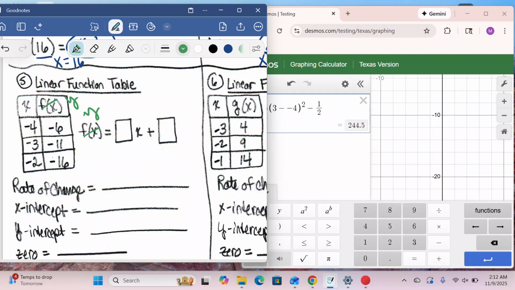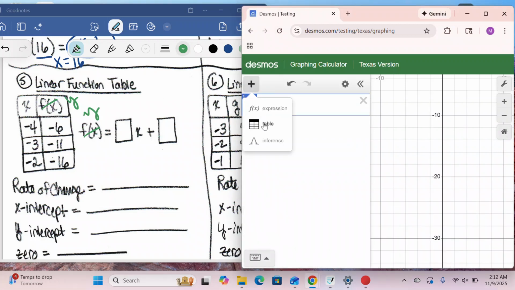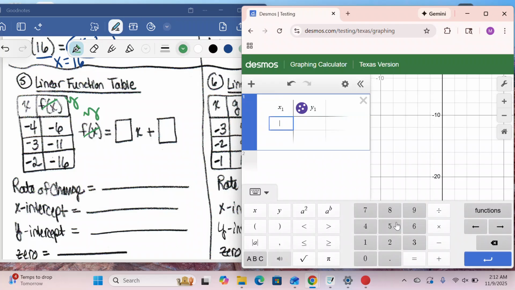So I'm going to go ahead and input it into the table exactly the way it's given. So I input the table, and I'm going to go ahead and input negative 4, comma, negative 6, exactly the way they give it to us in the table. Negative 3, comma, negative 11. And then negative 2, comma, negative 16.